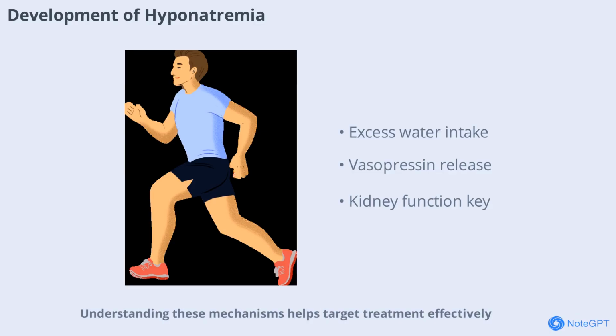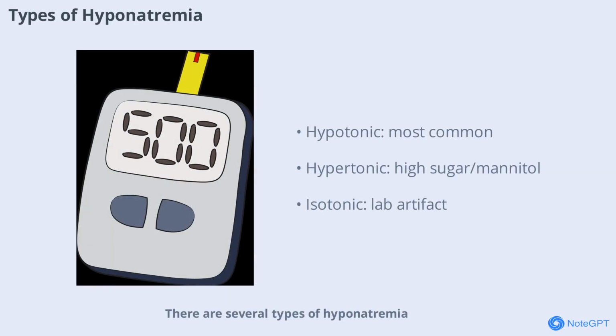Understanding these mechanisms helps target treatment effectively. There are several types of hyponatremia, each with unique causes and implications. Hypotonic hyponatremia is the most common, with low osmolality. Hypertonic hyponatremia is triggered by high blood sugar or mannitol, while isotonic is usually a lab artifact. Recognizing the type is crucial for selecting the right treatment and avoiding complications.